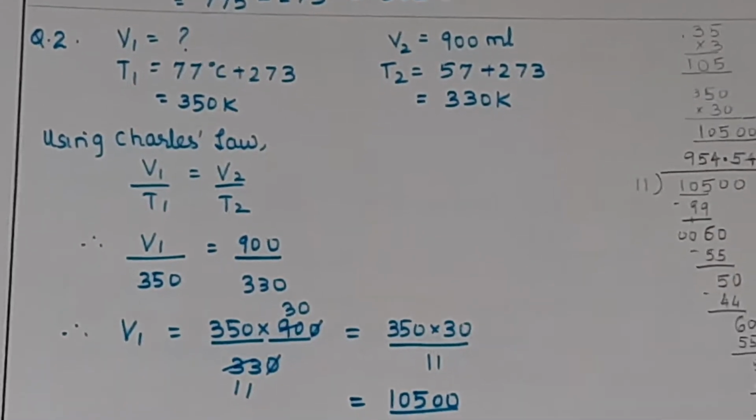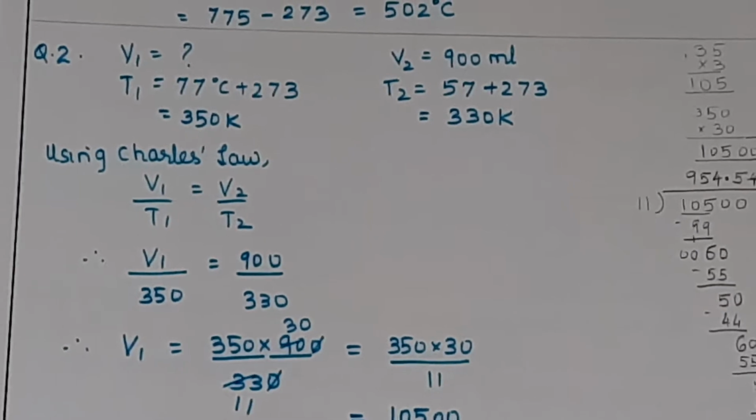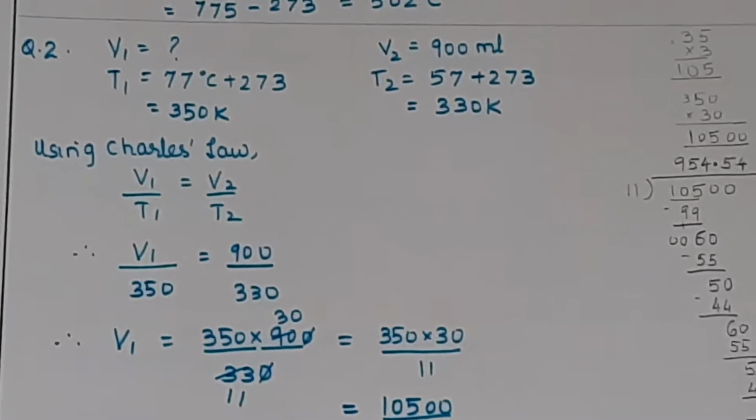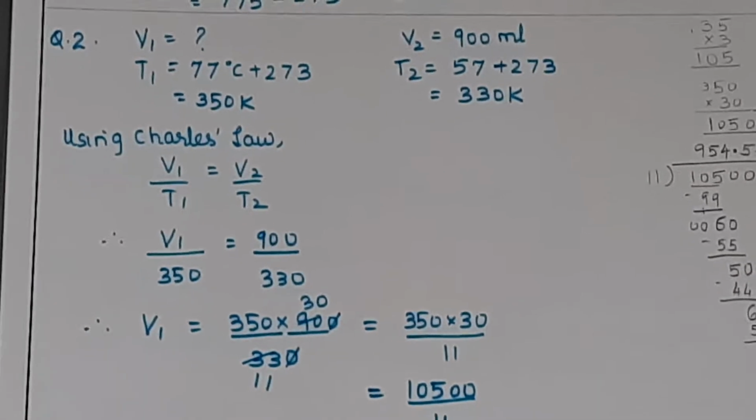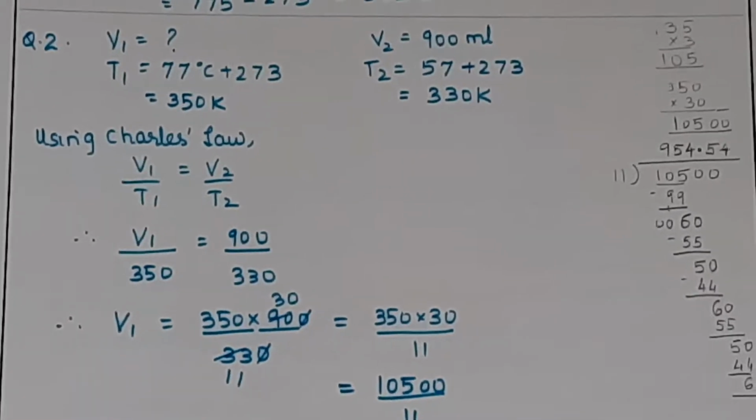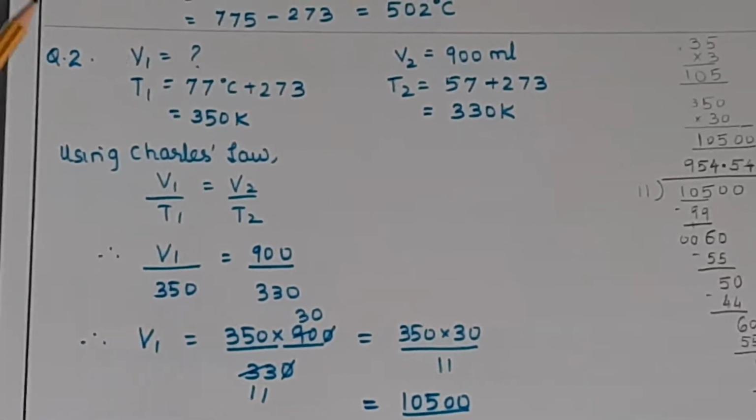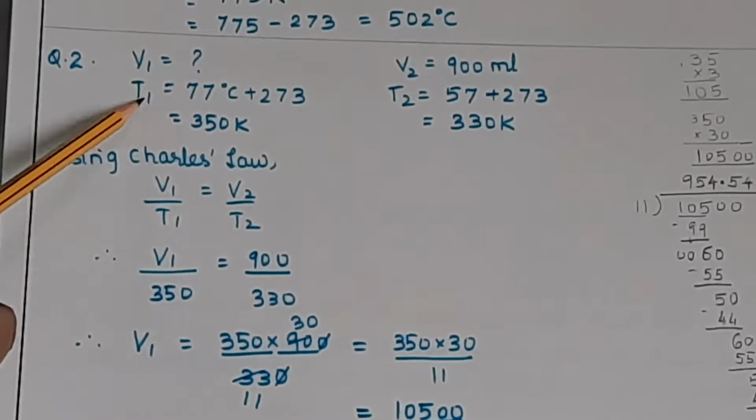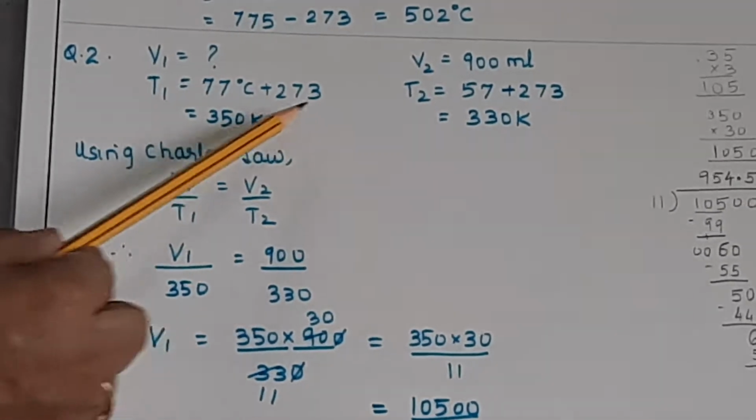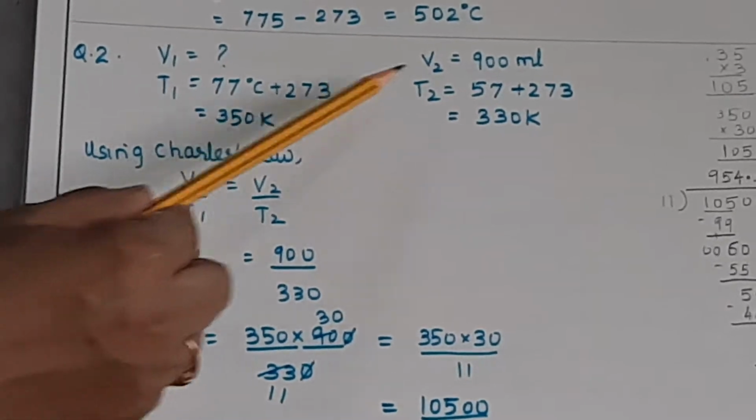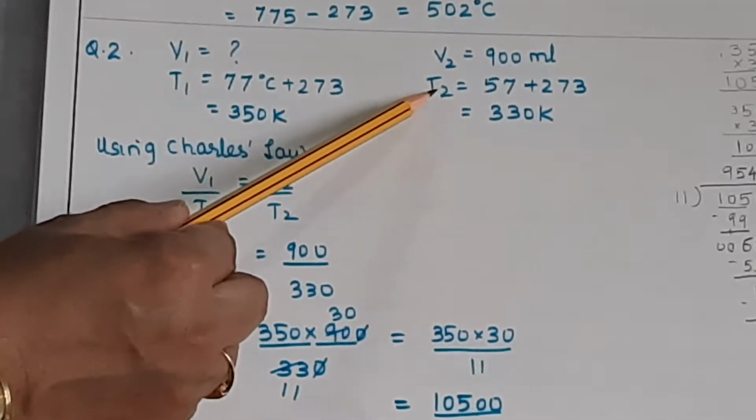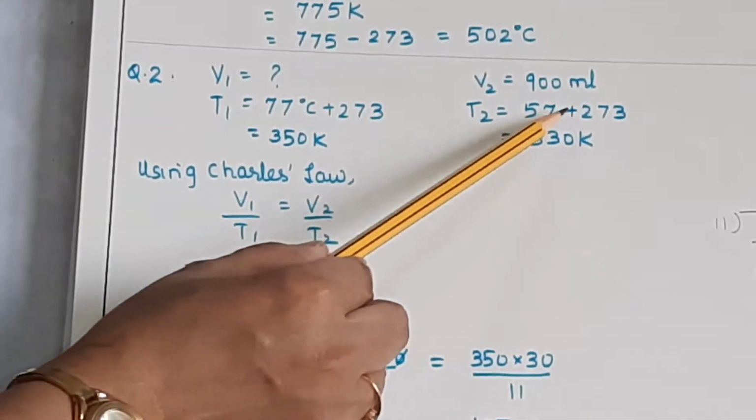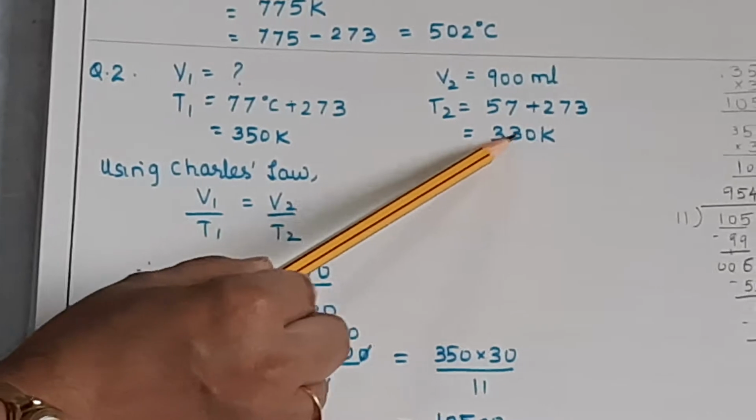A certain volume of a gas is kept at 77 degrees Celsius. When the temperature is decreased by 20 degrees Celsius, the gas occupies a volume of 900 ml. What was the initial volume of the gas? Pressure is constant. So from the sum, this is the data which we have arrived at. V1 we don't know, T1 is 77, so again add 273, that will give you 350. V2 is 900 ml. Now T2 is decreased by 20, so 77 minus 20 will give you 57. Again add 273, that gives you 330 K.